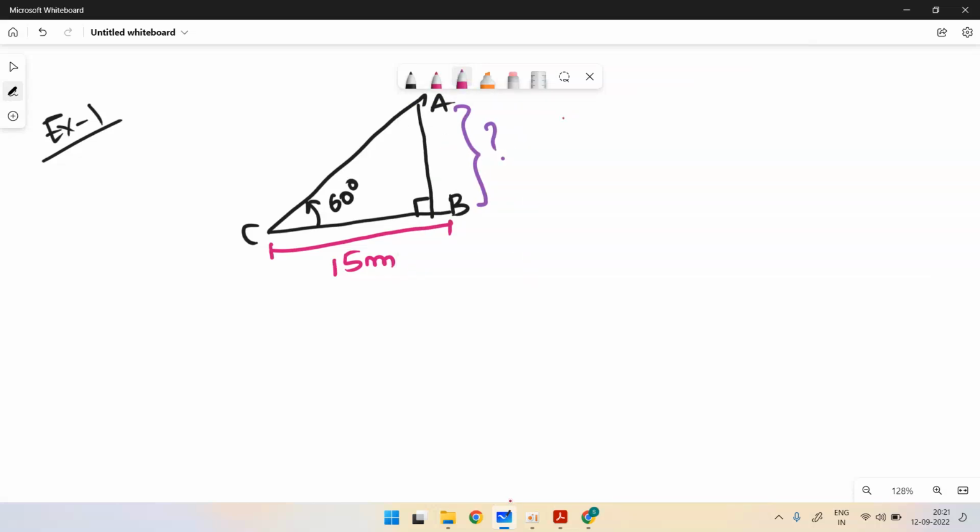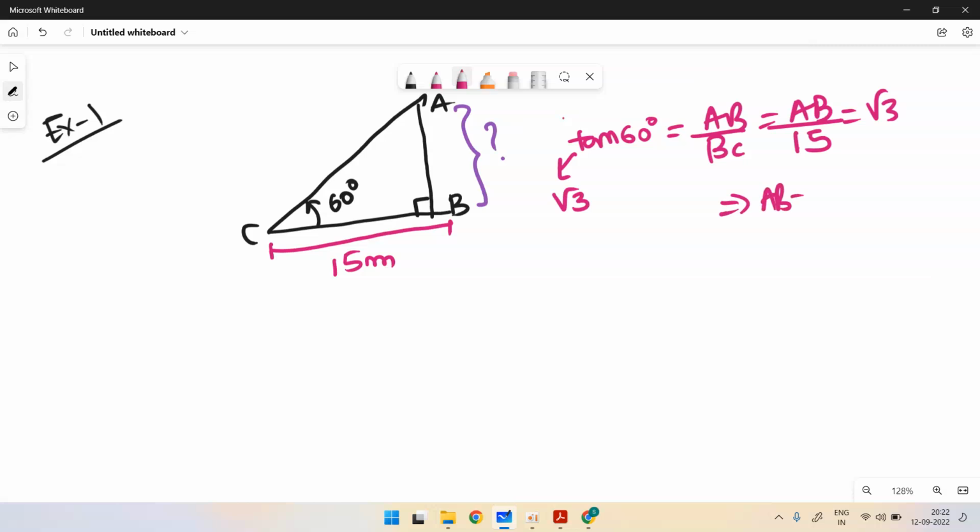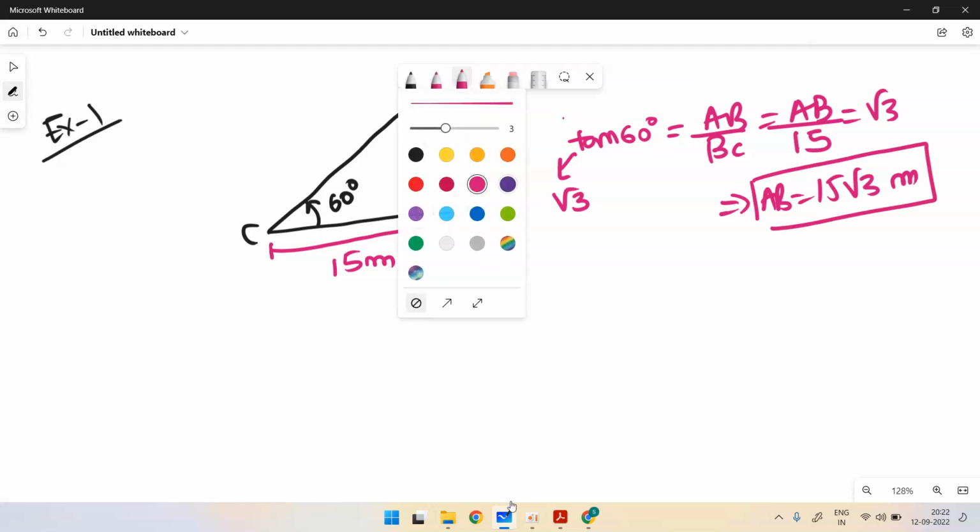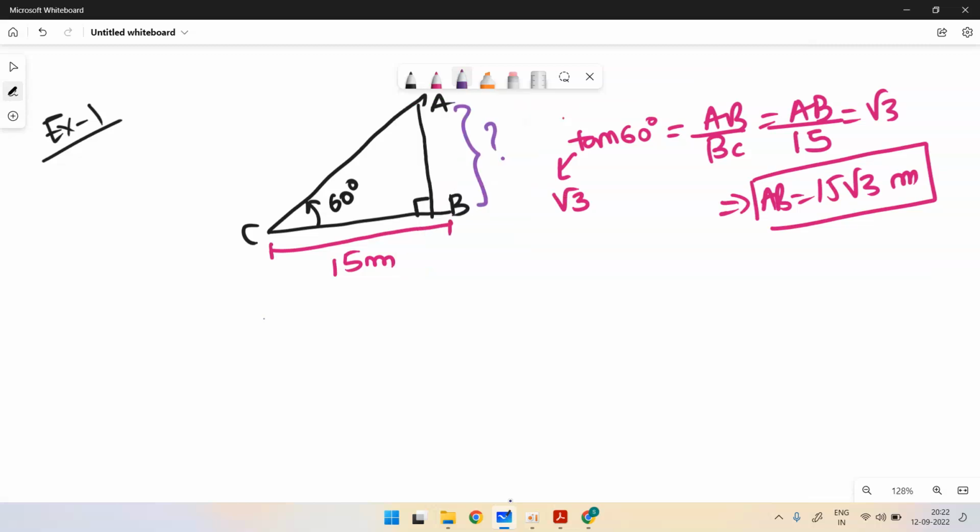The height of the tower is AB. You need to calculate AB. The base BC is given. With respect to 60 degrees, BC is the base and AB is the perpendicular. So perpendicular by base is tan theta, which implies tan of 60 degrees is AB by BC. AB, the height of the tower, you don't know, and BC you know is 15 meters. Tan of 60 degrees we already know is root 3. So AB is 15 root 3 meters. This is the answer.